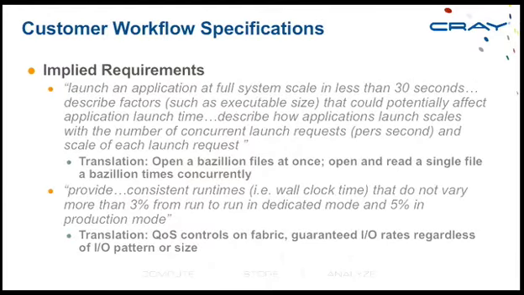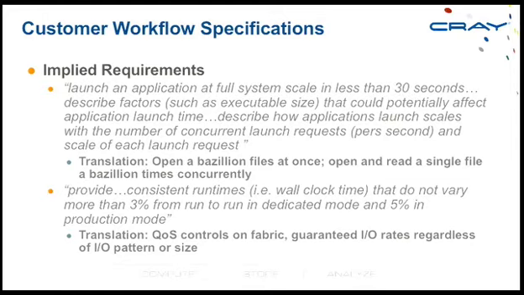So some implied requirements. I'll just read these to you. These are straight out of the document. Launch an application at full system scale in less than 30 seconds, describing factors such as executable size that could potentially affect the application launch time, describing the application's launch scales within the number of concurrent launch requests. And this is typical of an HPC application, right? So we want to basically load the same binary everywhere at once across 100,000 nodes or whatever that number is.